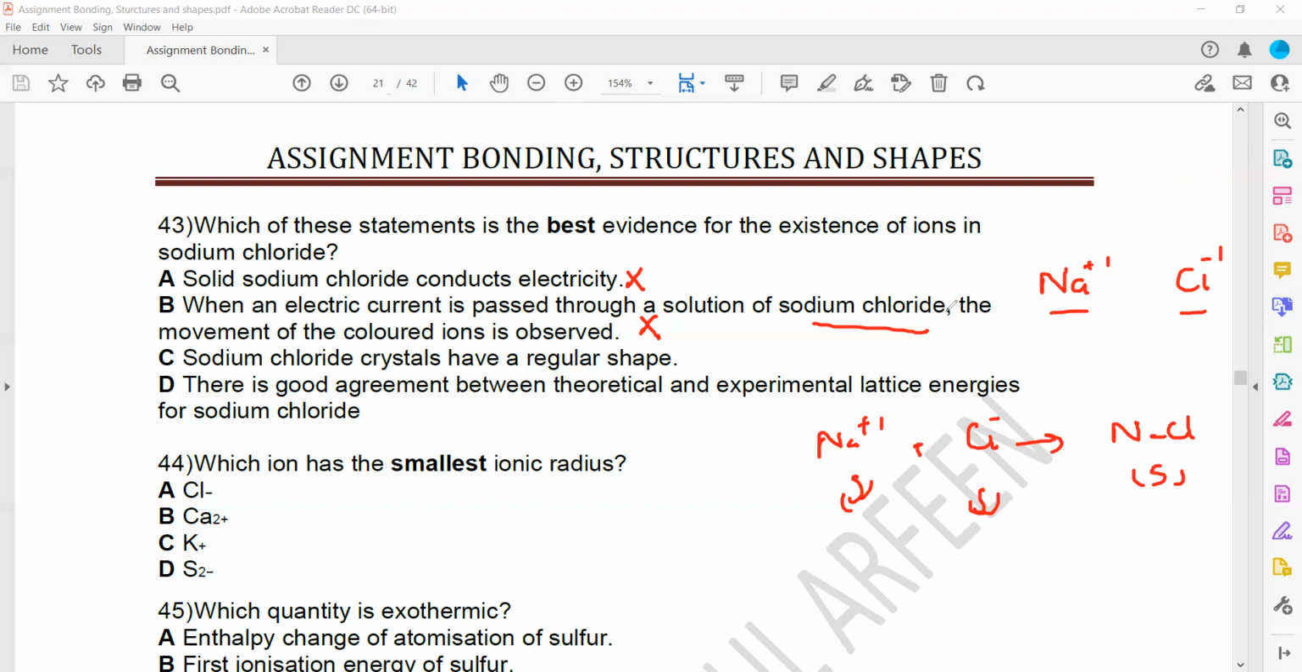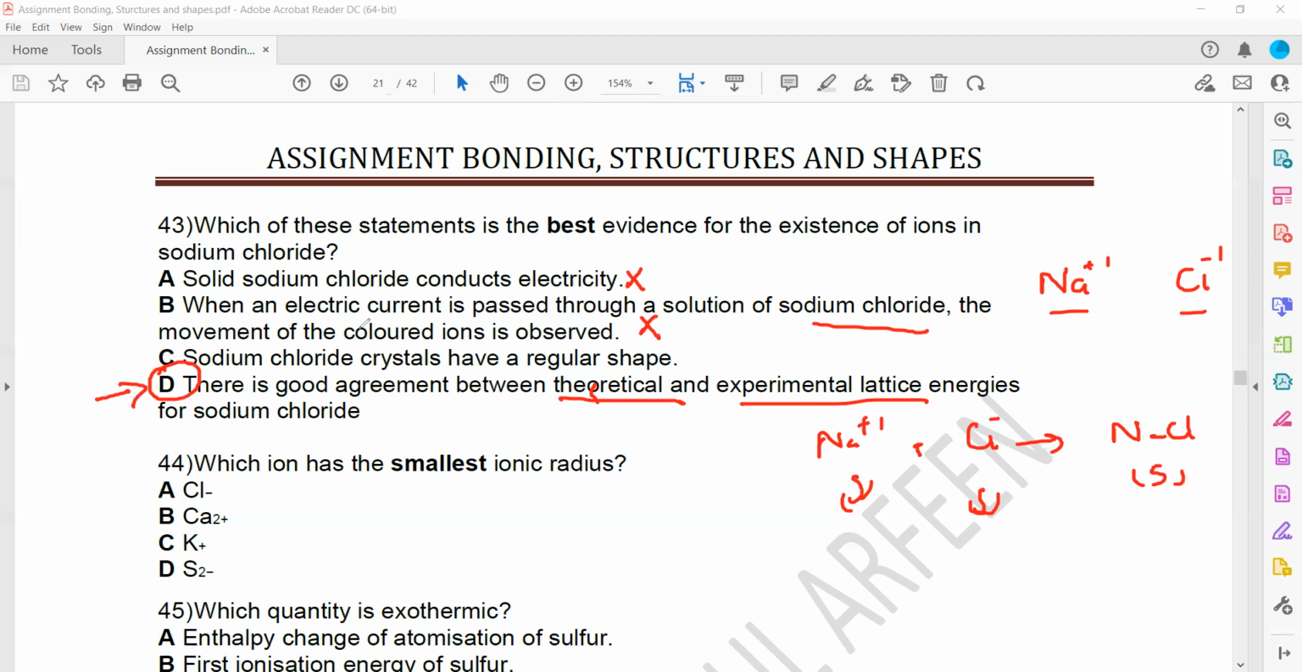So when we calculate the lattice energy of sodium chloride, we find that the theoretical lattice energy and the experimental lattice energy of sodium chloride are approximately the same. They are very close to each other. So this gives evidence that when we consider sodium chloride as an ionic compound and calculate its lattice energy, it matches the experimental lattice energy. That's why D is the right answer.